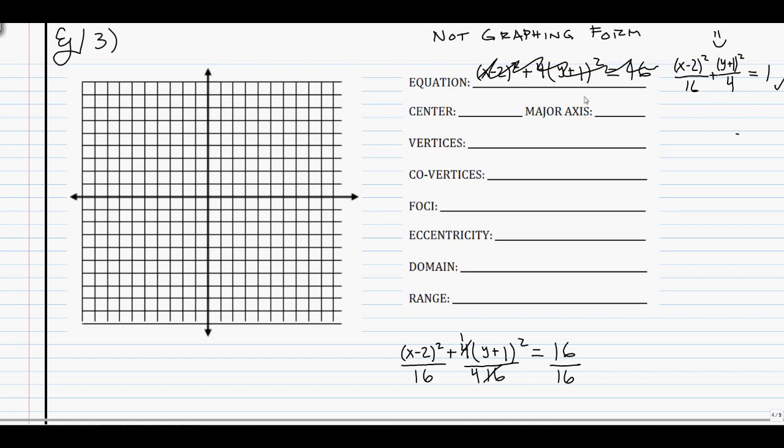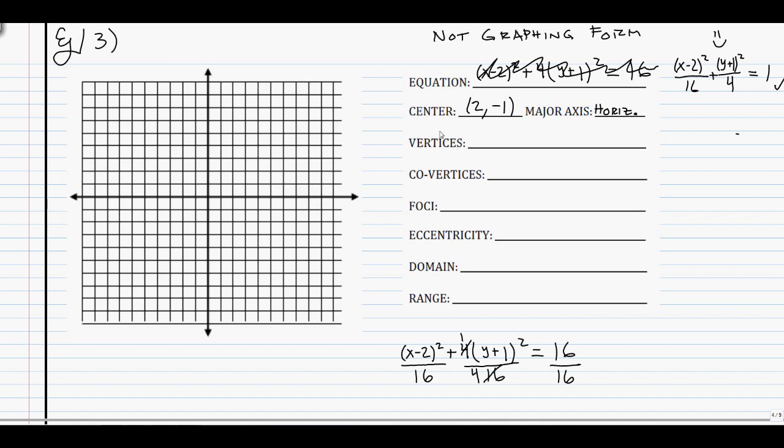So now that we've got our equation, we can go ahead and graph it. So I'll do it fairly quickly. My center is going to be (2, -1). My major axis, well, it depends on the denominator. My bigger denominator is with the x, and x is horizontal. So I'll use horizontal.